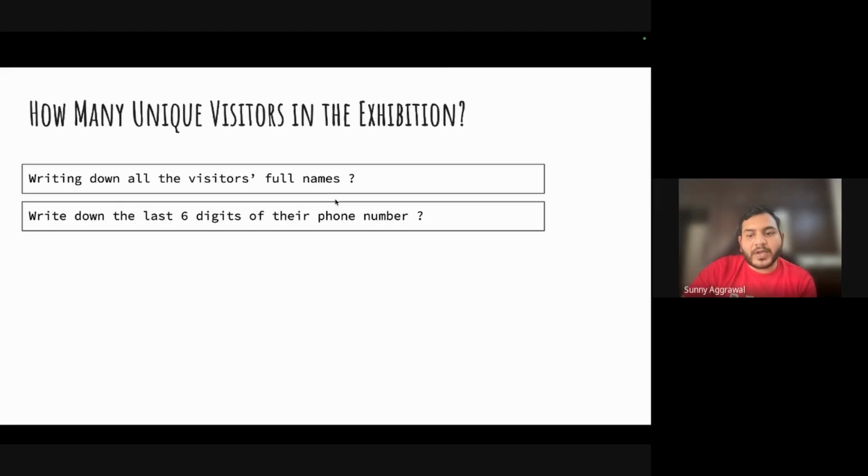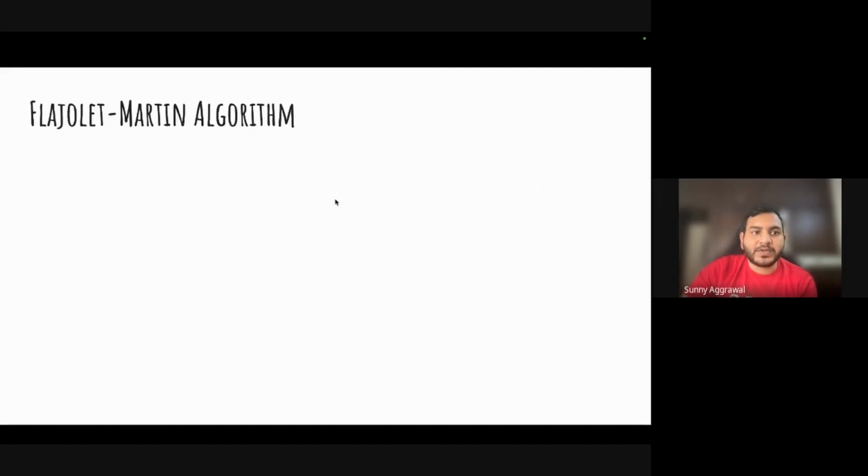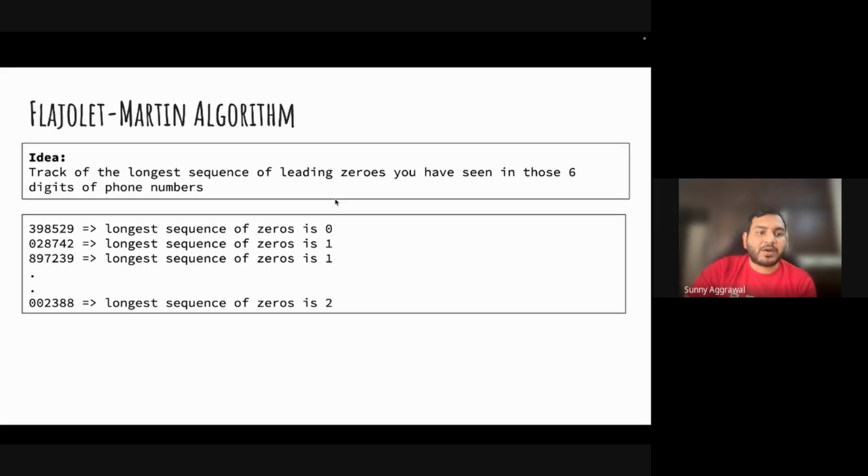Now, if I ask you, can you achieve this task just by finger counting? Is it possible? The answer is yes. And this is where the Flajolet-Martin algorithm comes into the picture. So what is the idea behind this algorithm? The algorithm has a simple idea which says that I just have to keep track of the largest sequence of leading zeros I have seen till now.